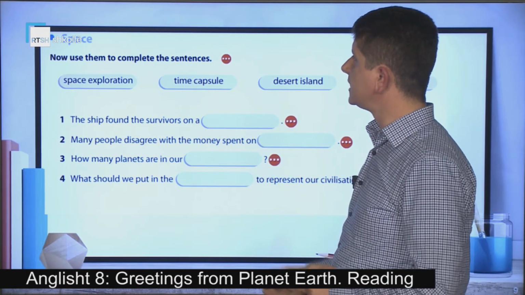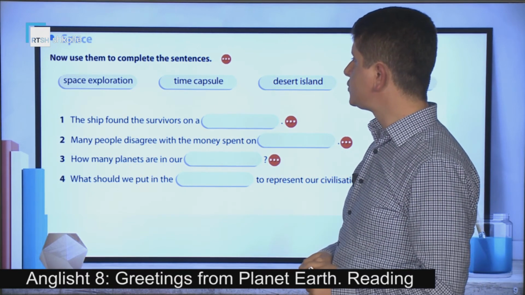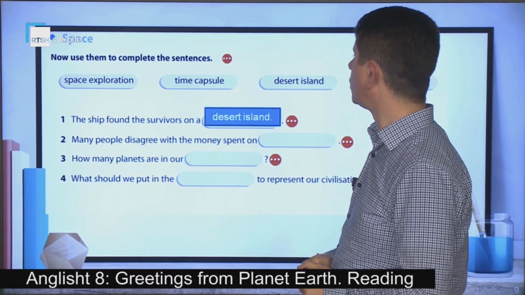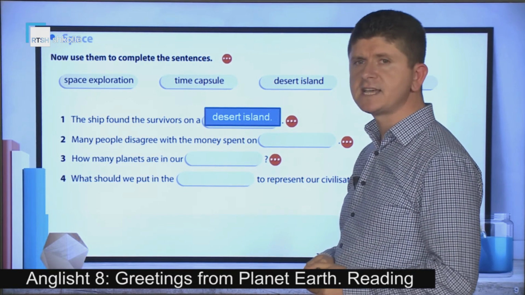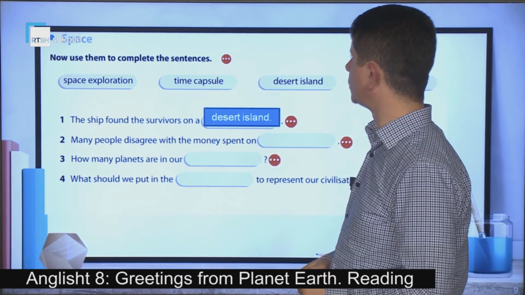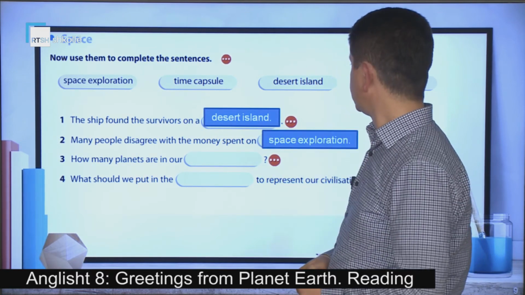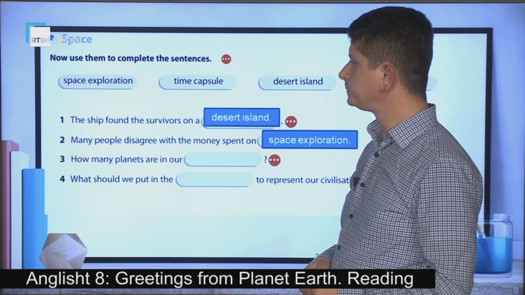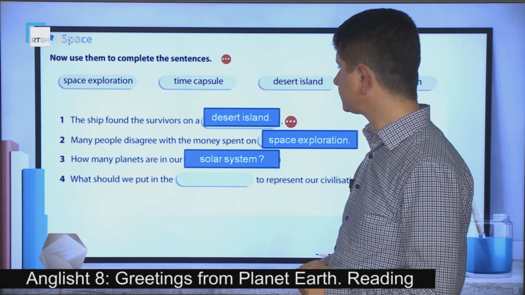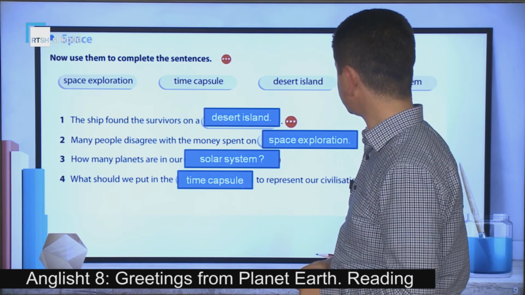Now let's use these collocations or compound nouns in these sentences. The first sentence. The ship found the survivors on what? On a desert island. Second sentence. Many people disagree with the money spent on what? Space exploration, time capsule, or solar system? Space exploration. The third one. How many planets are in our solar system? And the last one, what should we put in the time capsule to represent our civilization?